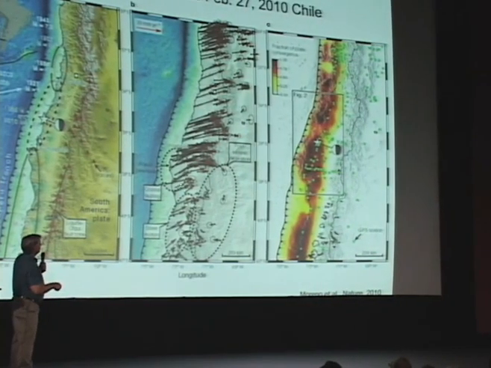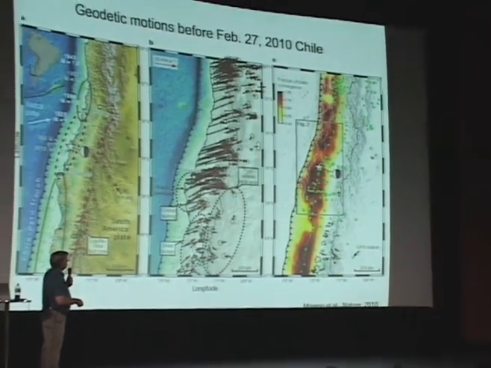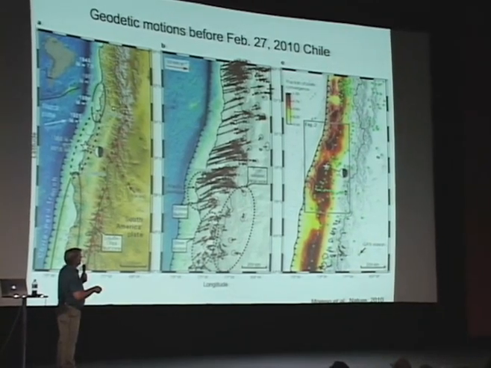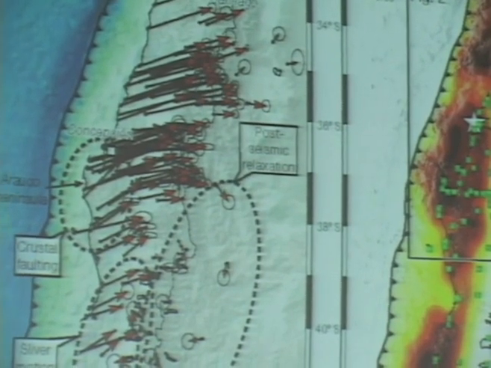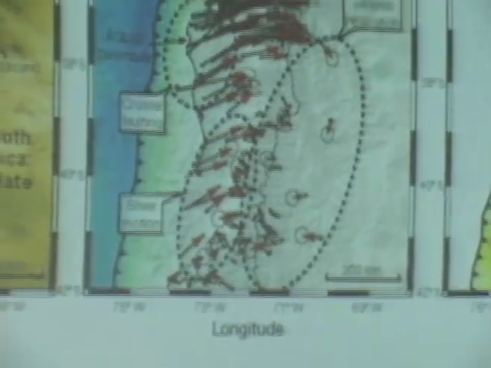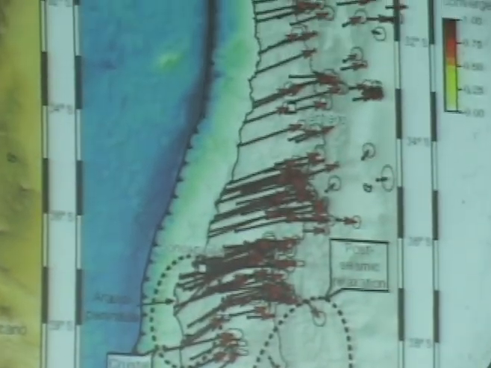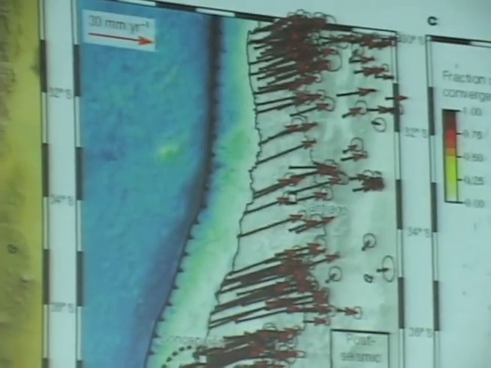A lot of instruments have been put in. These are GPS instruments. And now you can see the vectors are pointing to the right before the earthquake. It's because the fault is locked. The subducting plate's coming in from the left. It's dragging the coastline to the right. You can see that deformation building up, so you can see it flexing before it breaks.